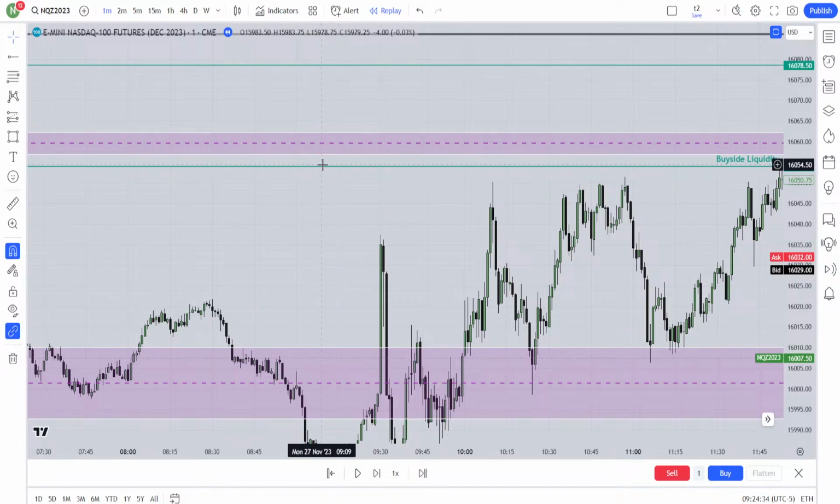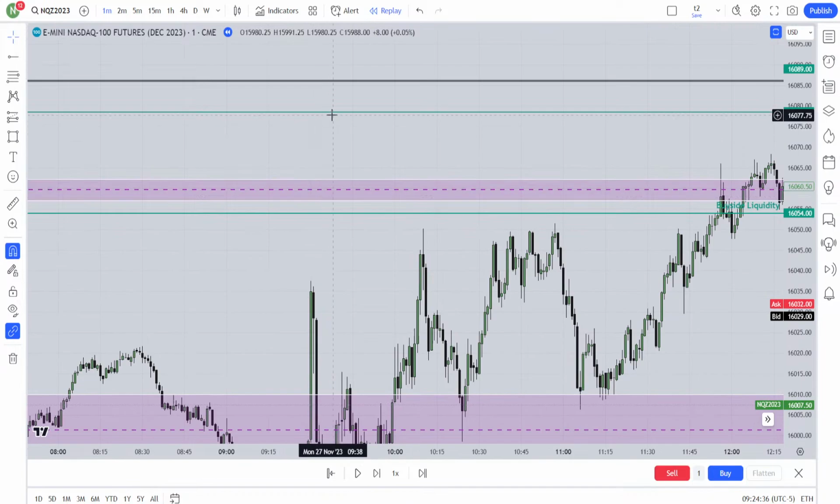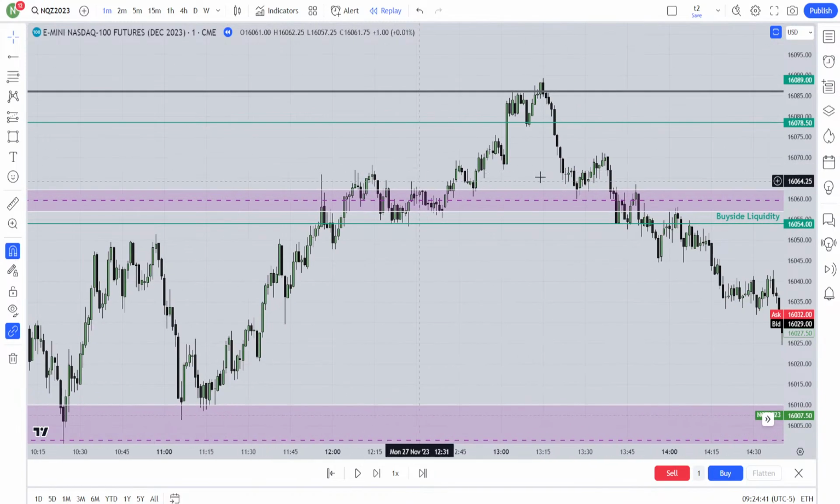I care about this buy side liquidity. I'm not expecting the market is going to take that buy side liquidity. Okay, I'm not expecting. Now it is hindsight. You can see actually the market has taken that buy side liquidity. It went above the Friday high as well.